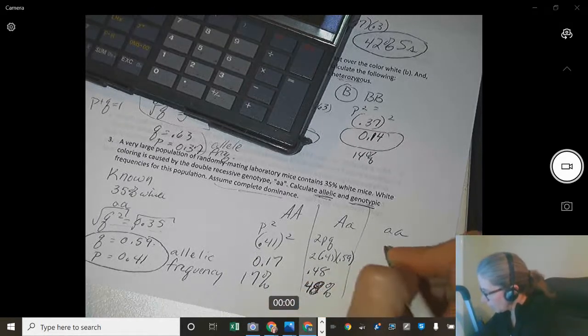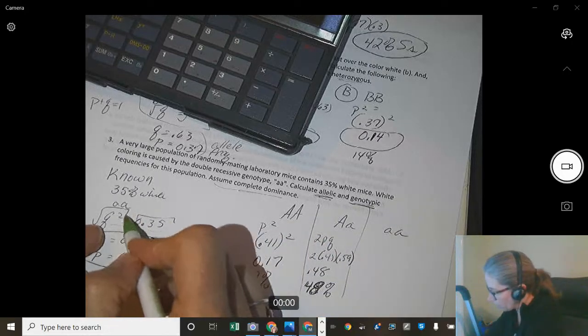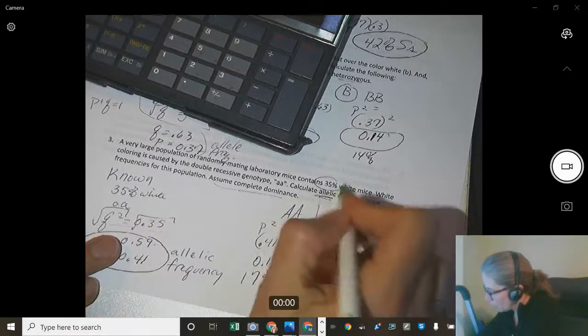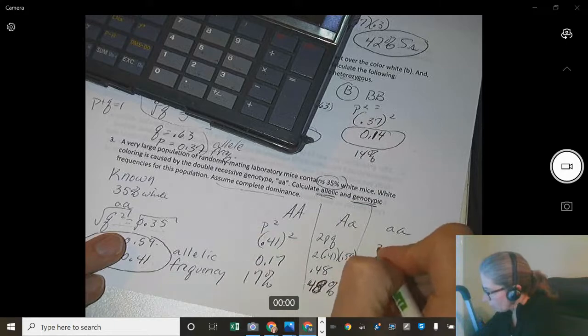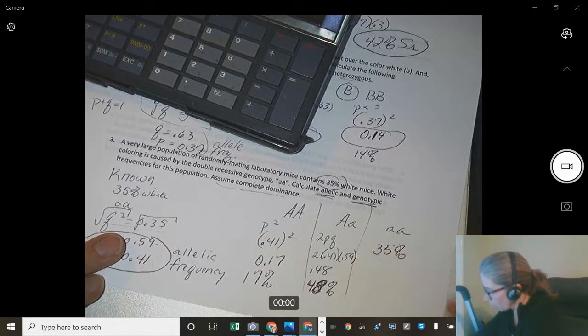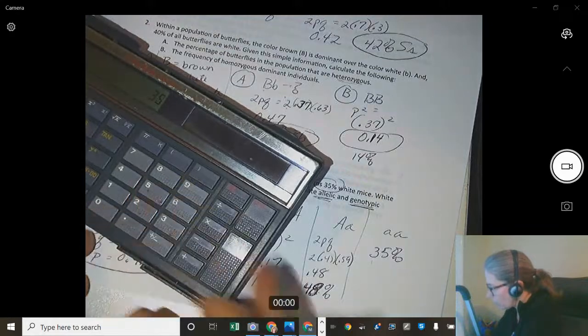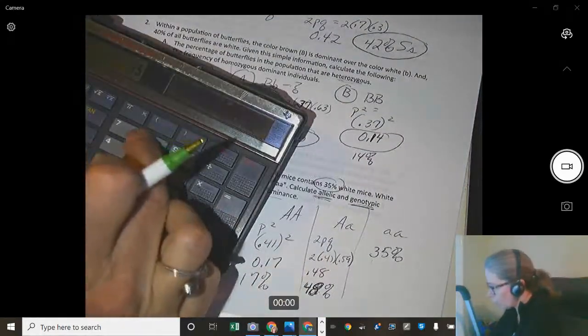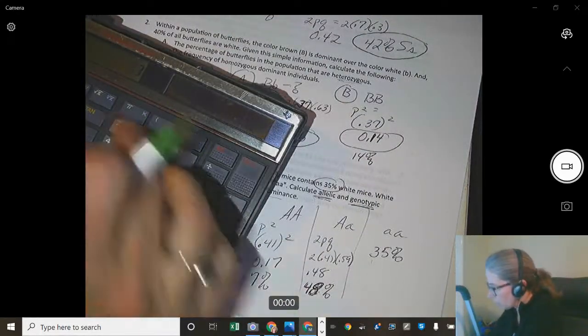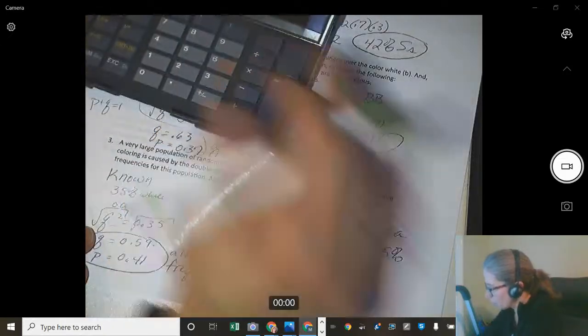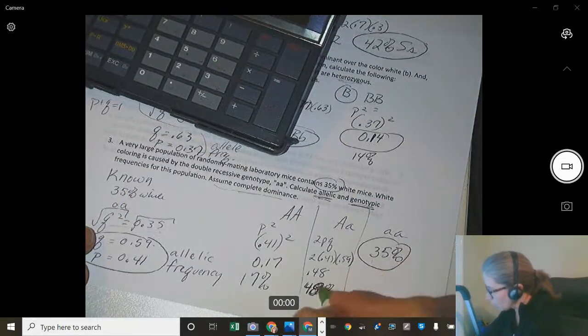And then little a, little a, well, I already have that. They gave that to me in the beginning. That's 35% or 0.35. So if I add these, I'm hoping it adds up to 100. So 35 plus 48 plus 17 gives me 100%. Hip, hip. These are my genotypic frequencies.